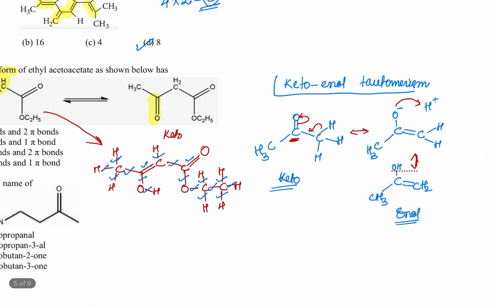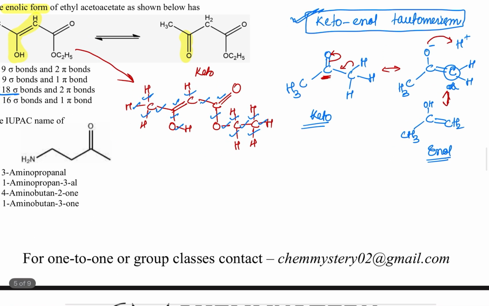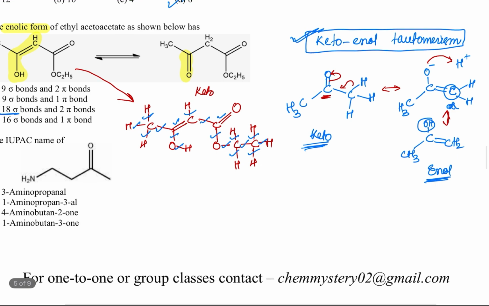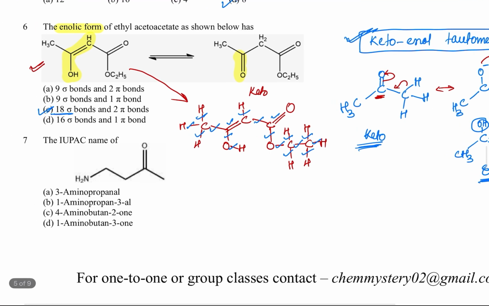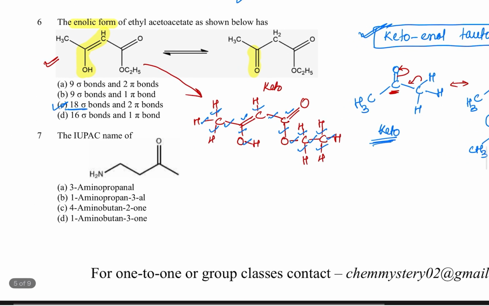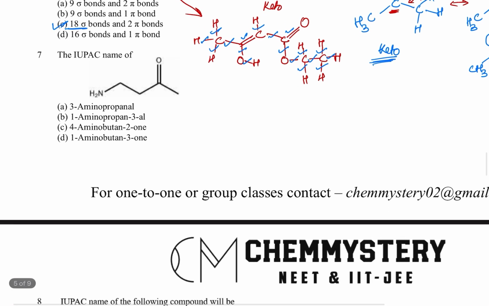Keto-enol tautomerism, I hope just in short I have explained, you have understood. So from the alpha carbon, alpha hydrogen gets shifted. So OH form, this is the enolic form, and wherever keto group is present, this is the keto form. This phenomenon we call keto-enol tautomerism. Answer is C. Let's move to the next one.